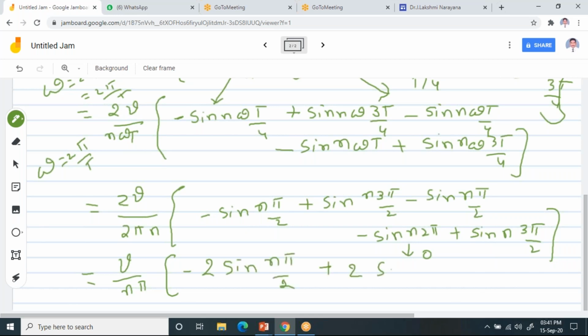Is this right or wrong? Please check it and tell me. Can I write this part of thing? Can I write it like this? Sine n pi by 2. Here also I have sine n pi by 2.